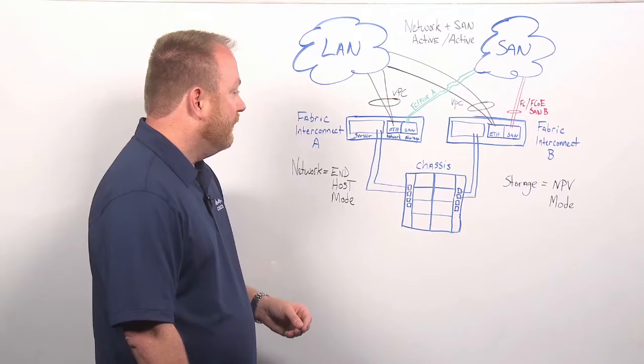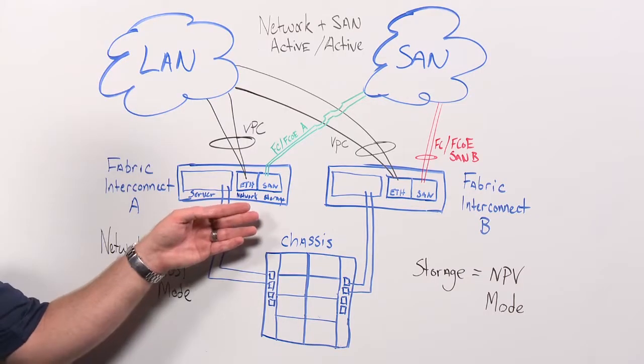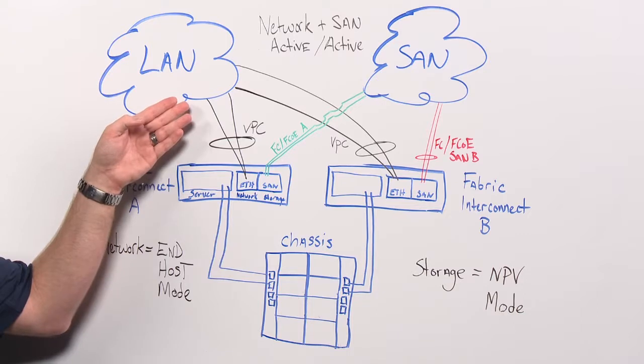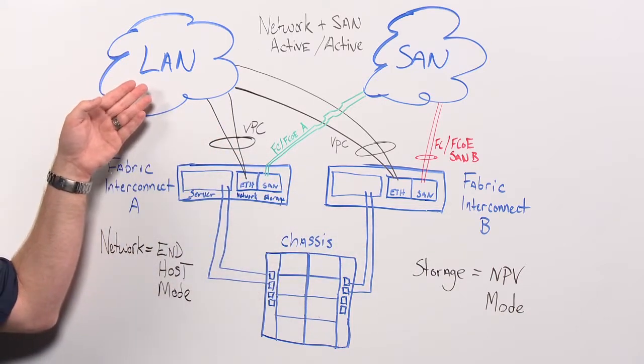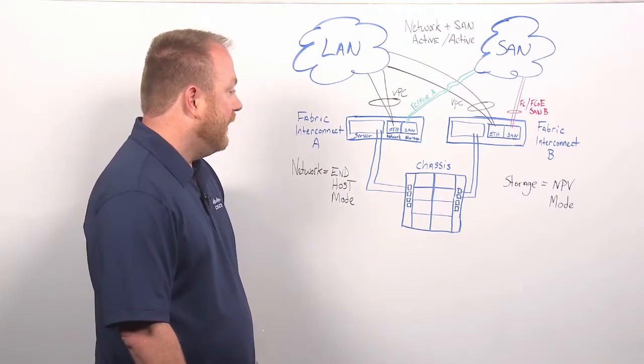I don't have to worry about spanning tree at all. I don't have to worry about blocked ports. And I can configure virtual port channels coming out of the fabric interconnects, one from each fabric interconnect attaching to the local area network. So this configuration is very redundant and it's active-active.